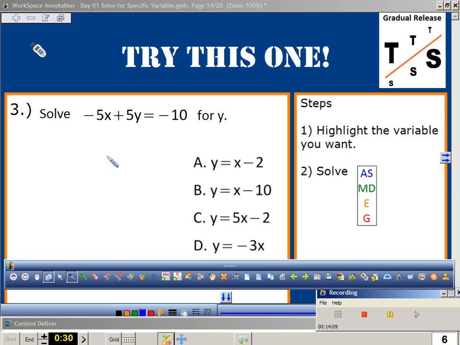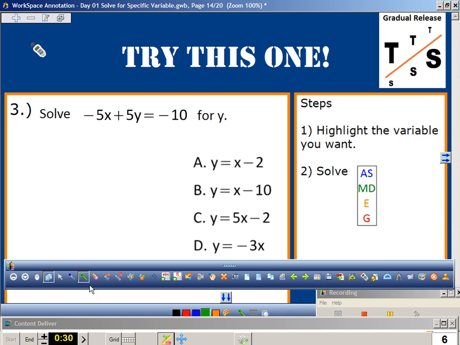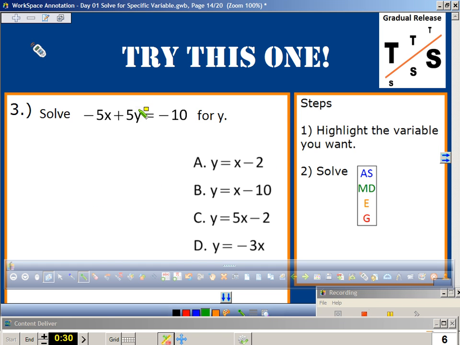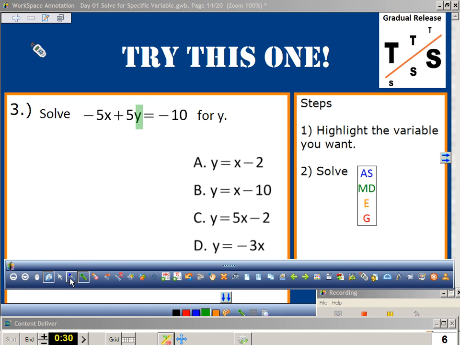All right, you guys try one. Okay, 5, 4, 3, 2, 1, my turn. All right, so what's my first step, Jesse? Hint, there's steps written right there for you. Highlight the variable. I'm looking for y. So, if I'm looking for y, what's going on with y?